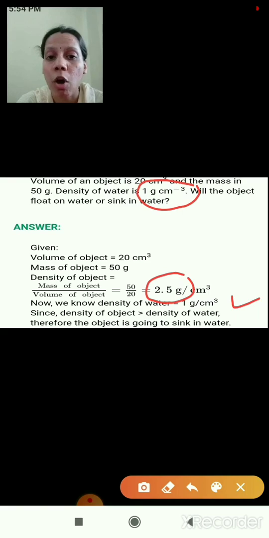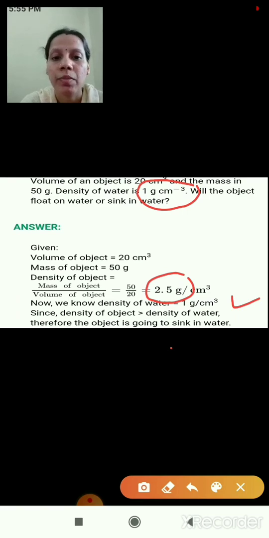Okay, so as you can see here, the density of the object is greater than the density of water, therefore the object is going to sink in the water. Yes, if the density of the object is more than the density of water, then it will sink in the water. So the object will sink in water.